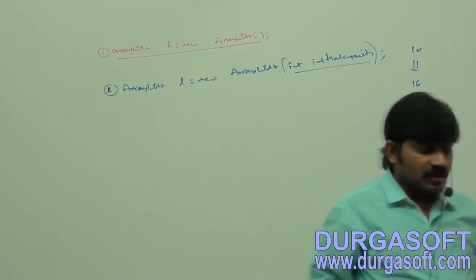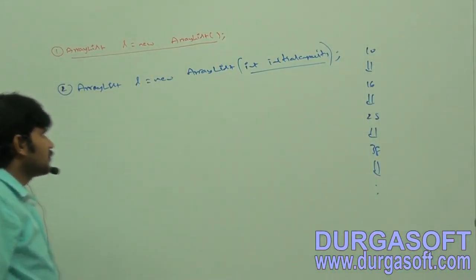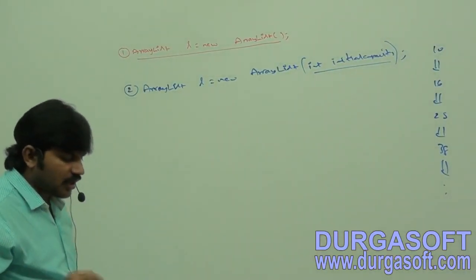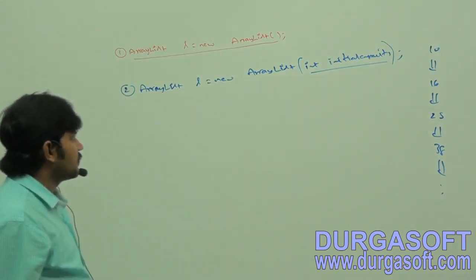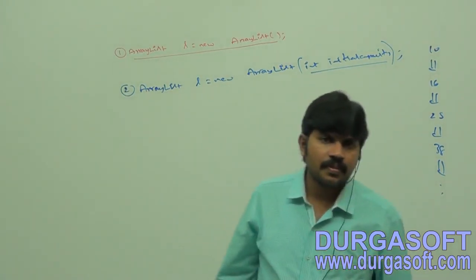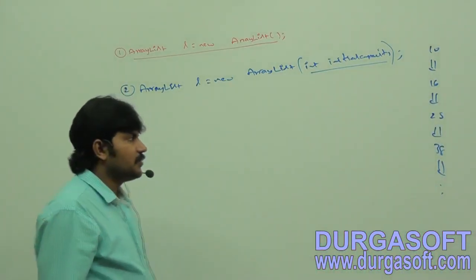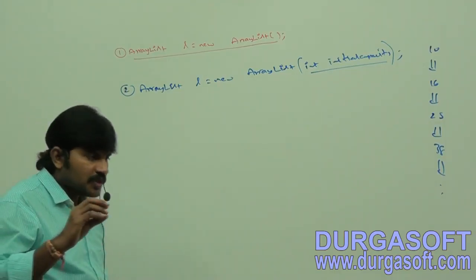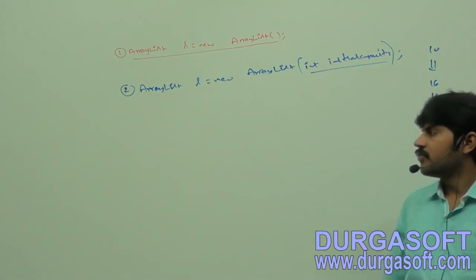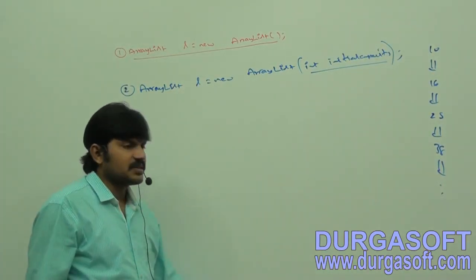Second one: ArrayList l = new ArrayList(int initialCapacity). It creates an empty array list object with the specified initial capacity. This is the second constructor we have.